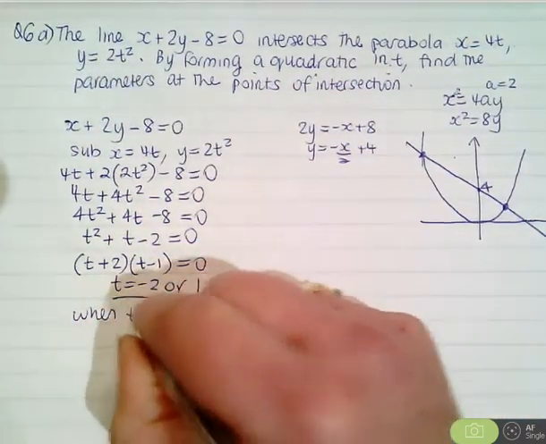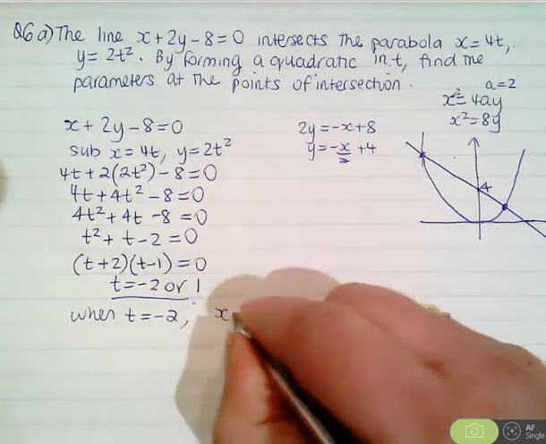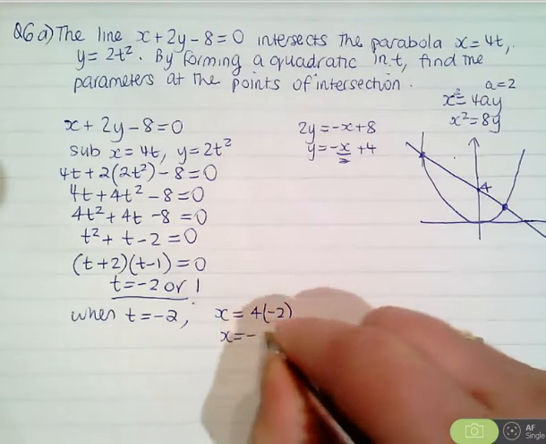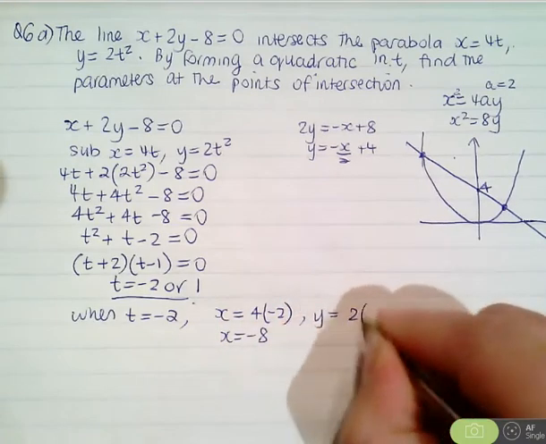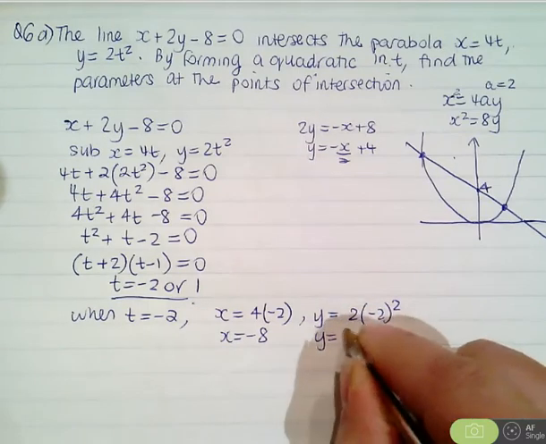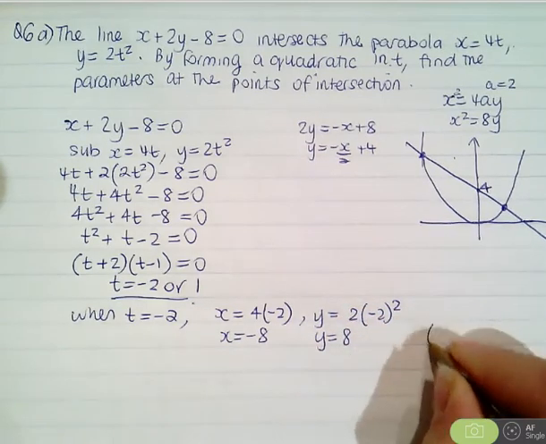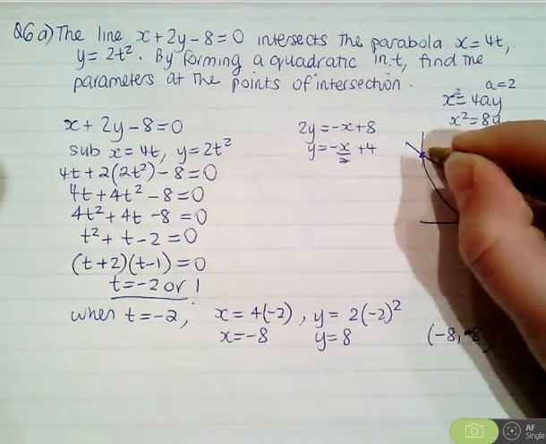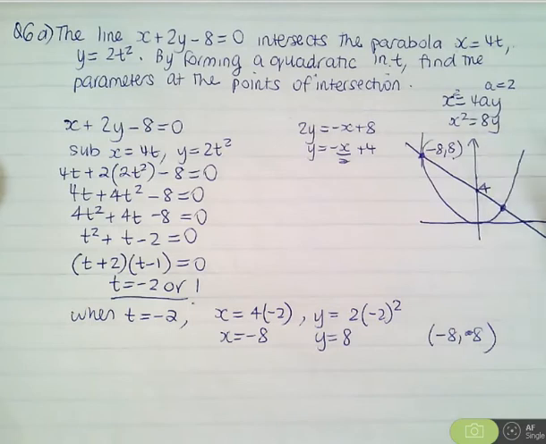So when t is negative 2, we get that x is 4 times negative 2. In other words, it's negative 8. And y is 2 times negative 2 squared. In other words, y is 2 times 4, which is 8. So when t is negative 2, we've got the point (-8, 8). And that would be, let's say, this point here, (-8, 8).